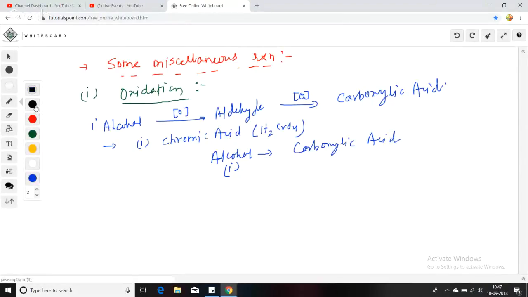Just you write down here. If you have 2 degree alcohol under oxidation, gives ketone. Okay, so the first reagent that we have seen is chromic acid. Okay, we can also use various reagents, right? Like we have PCC, PDC, it is D.